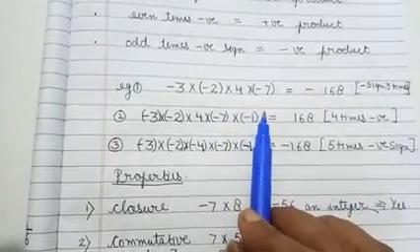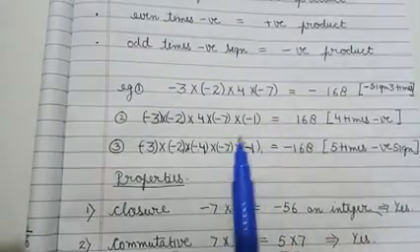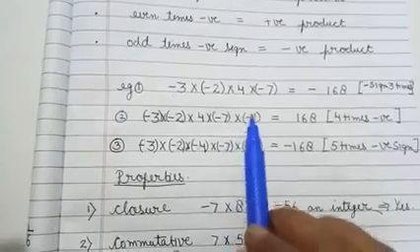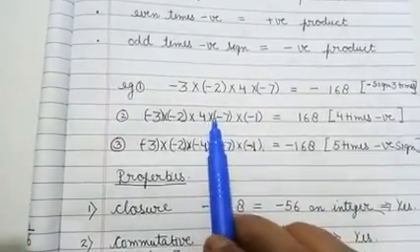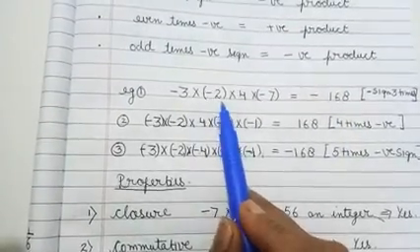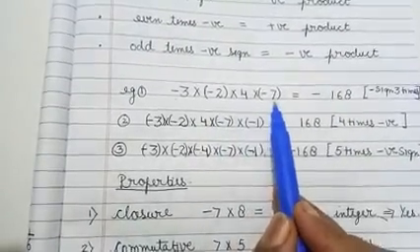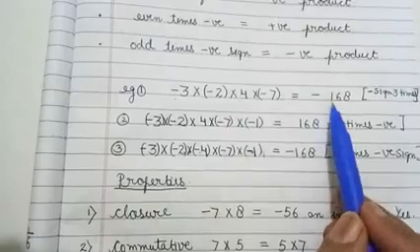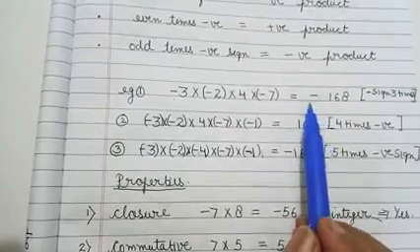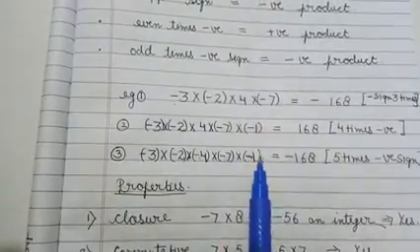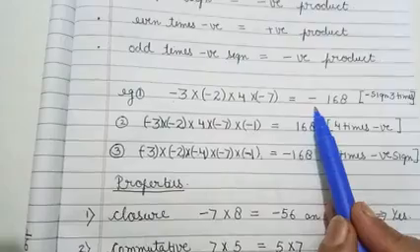What do we have to see? Only the negative sign, how many negative signs are in our question. We have to count the negative sign. The answer is 3 multiplied by 2 multiplied by 4 multiplied by 7, which comes to 168. But is it negative or positive? How will we see? By counting the negative sign. 1, 2, 3. Now 3 is an odd number, so we will put a negative sign.